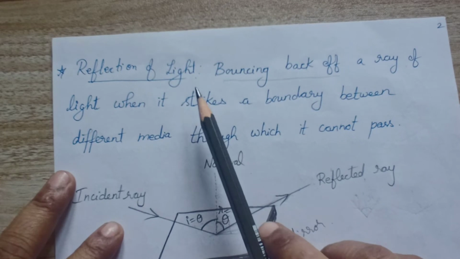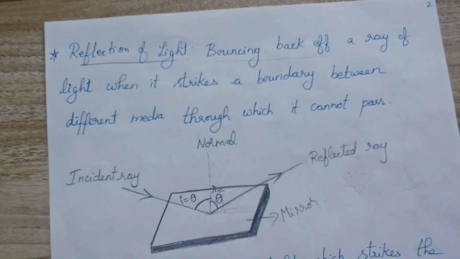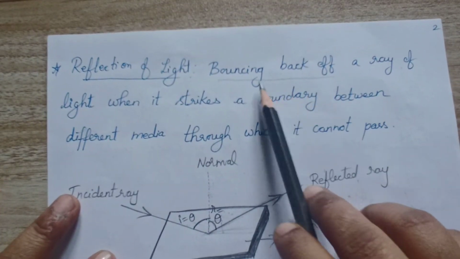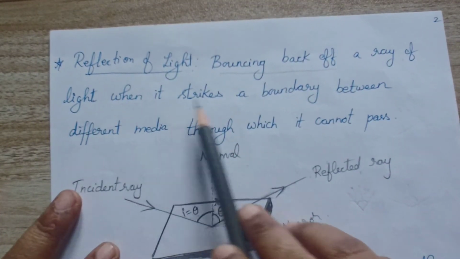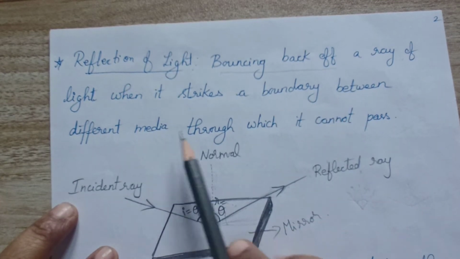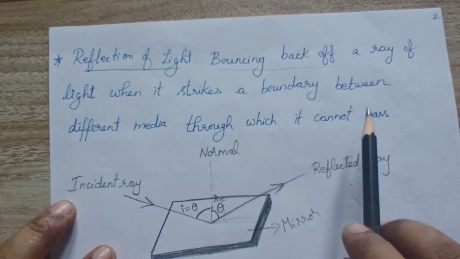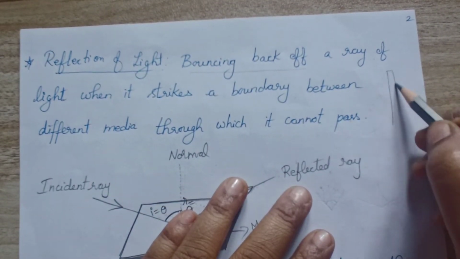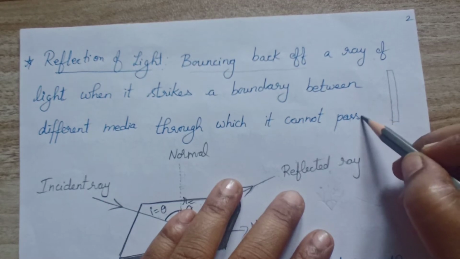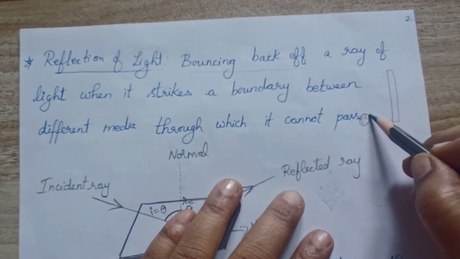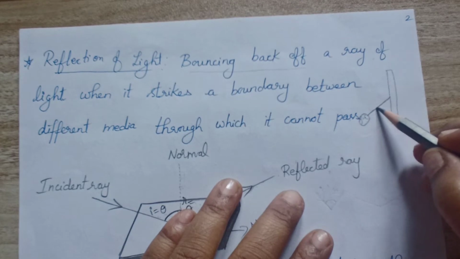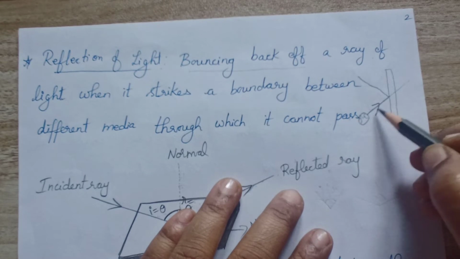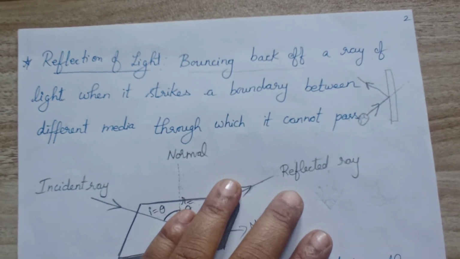So the next one is reflection of light. What is meant by reflection? That is the bouncing back of a ray of light when it strikes a boundary between different media through which it cannot pass. Bouncing back means what? For example, a wall is there. If you kick a football, it will strike the wall. Since it is not able to pass through the wall, it bounces back.